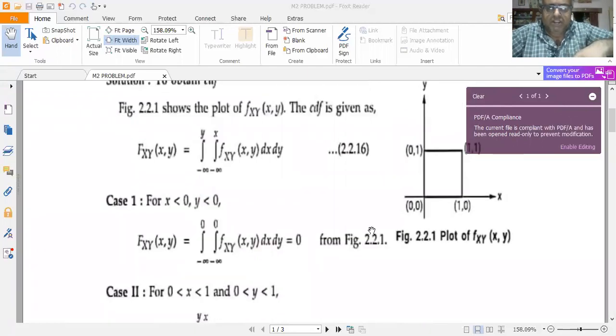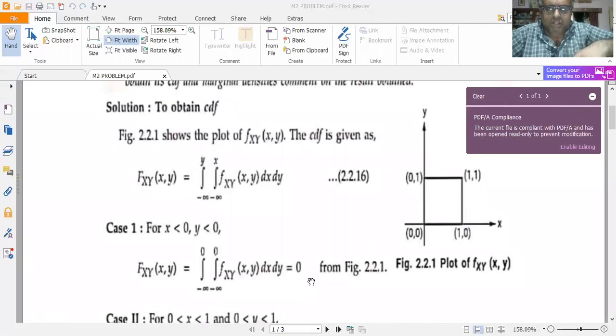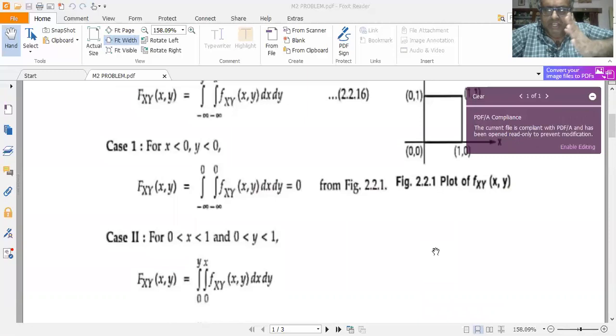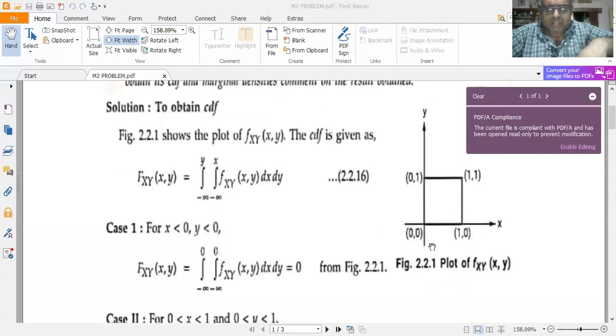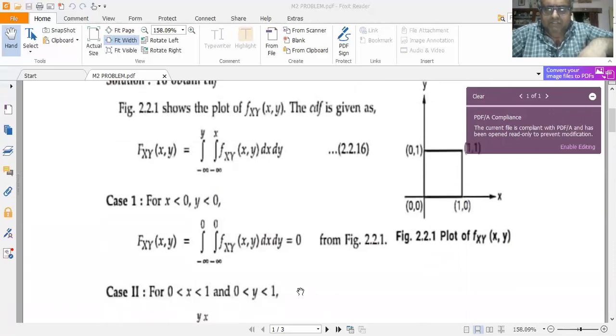Now we have to evaluate this. This is case 1. I have to evaluate the CDF for different cases: for x varying and y constant, for y varying and x constant, and other such values, which we are going to do now. Now let us take the second case as 0 less than x less than 1 and 0 less than y less than 1. It is varying along x and it is varying along y.